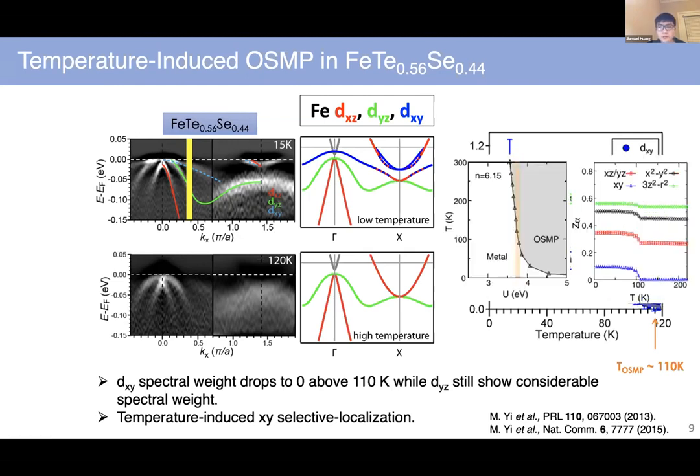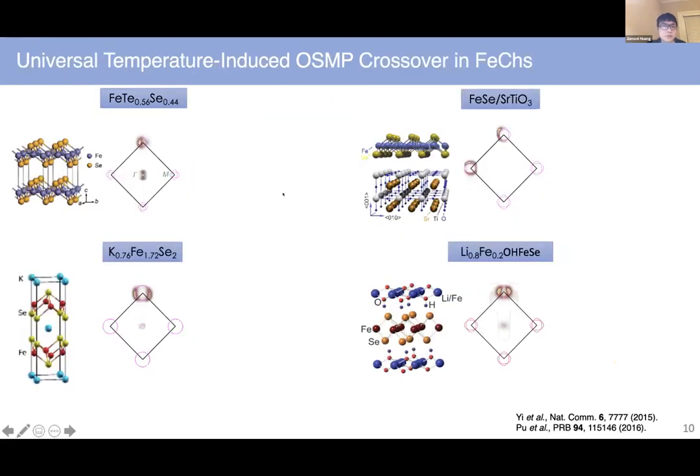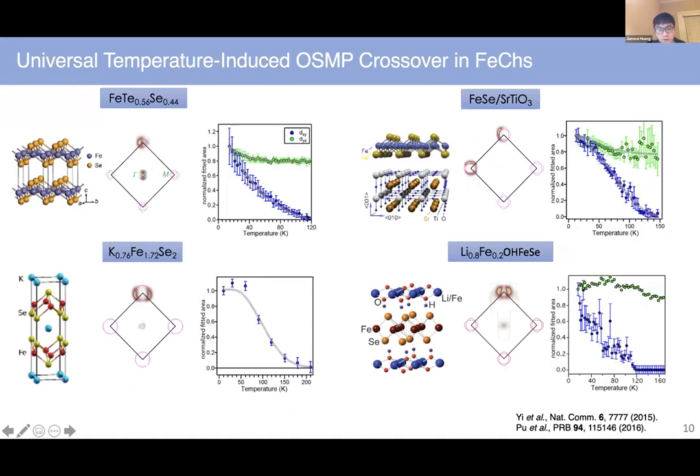Later on, our experiment is also captured by the theoretical calculations. And later on, the temperature-induced orbital selective Mott crossover was found to be universal in these iron chalcogenide families. Despite their different crystal structures and different Fermi surface topologies, you always find the DXY spectral weight drops to 0 with increased temperature, with YZ still possessing considerable spectral weight.